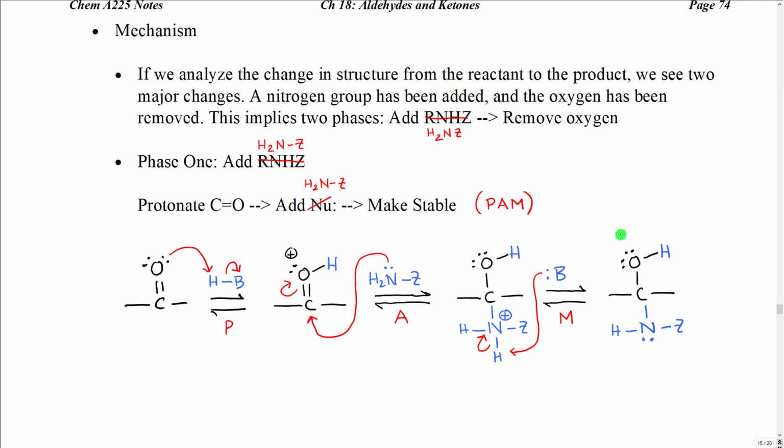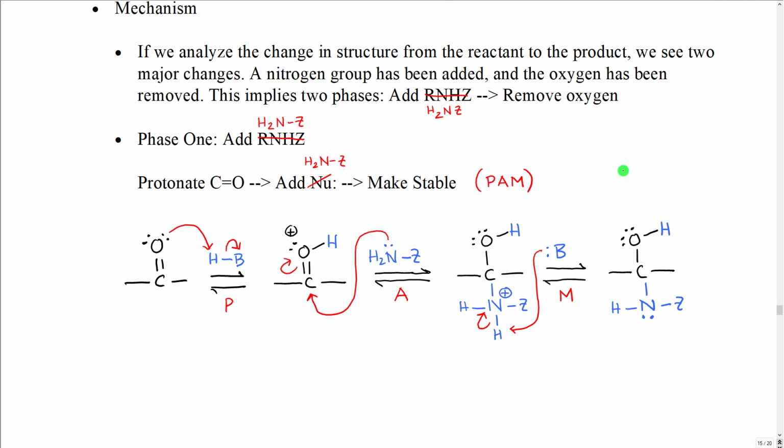Okay, so here's our mechanism. I've sort of crossed out a typo here. So I had RNHZ, that has only one hydrogen. We need to have H2NZ here. So I crossed those out wherever I could and fixed it.